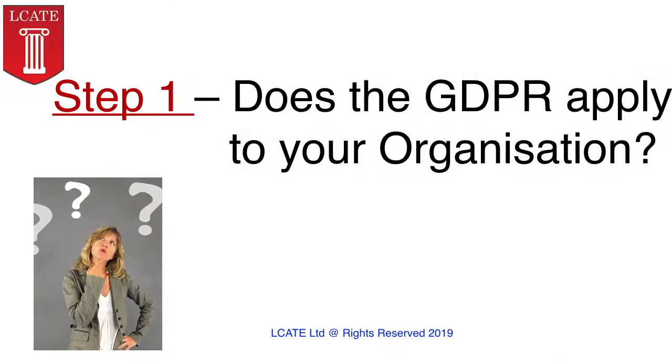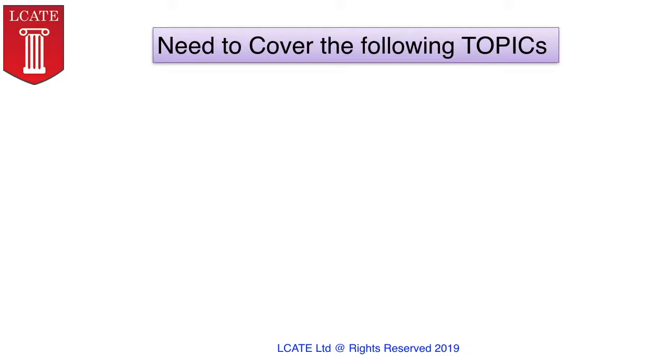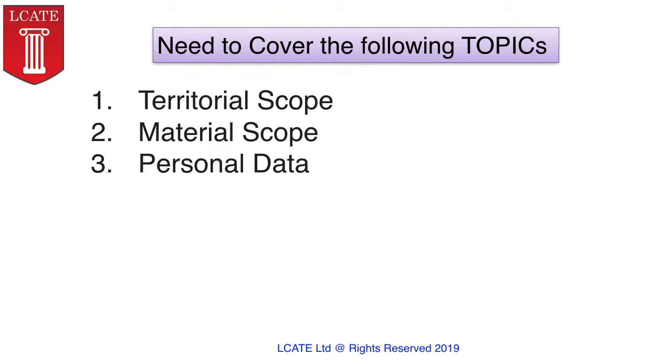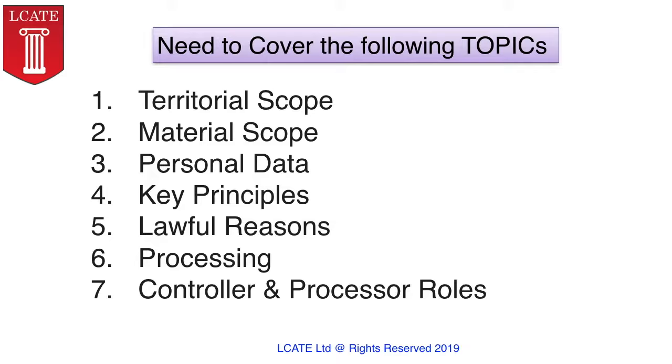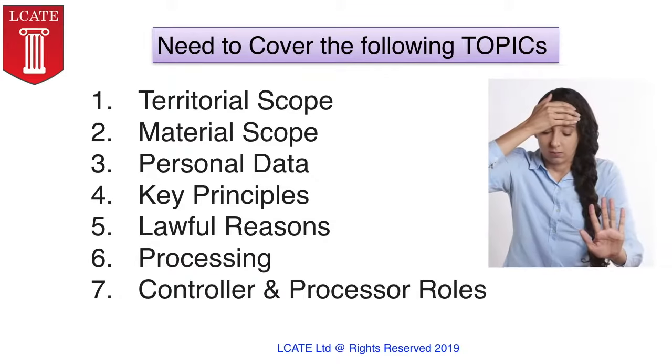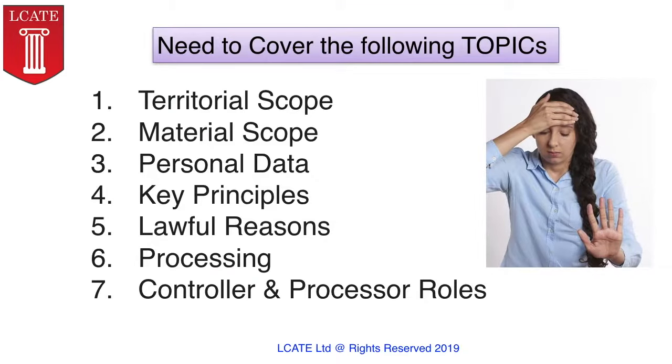So let's have a look at step number 1. Does the General Data Protection Regulation apply to your organisation? So before we can actually answer this particular step, we need to cover quite a few topics: territorial scope, material scope, personal data, key principles, lawful reasons, processing, controller and processor roles. Oh, you're thinking, oh my God, it's far too much for me, I can't deal with it. But don't worry, I'm here to help you. Now let's start territorial scope.